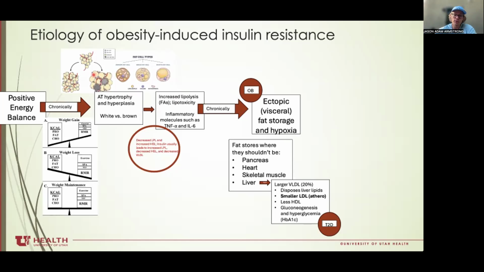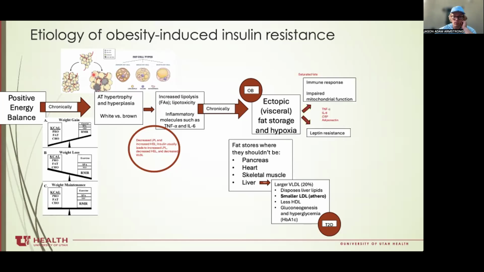And then lastly, gluconeogenesis and hyperglycemia. So I see much more glycated hemoglobin in this case, so HbA1c, because I've got so much excess glucose in my bloodstream. Okay, and those are all contributing factors to the development of type 2 diabetes. And again, we'll talk more about that next week.